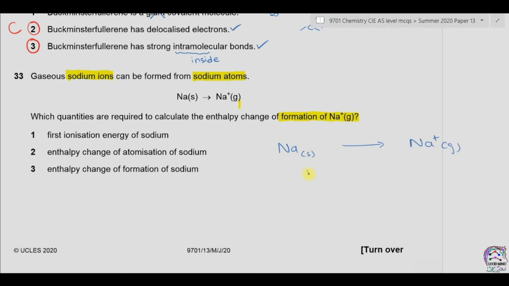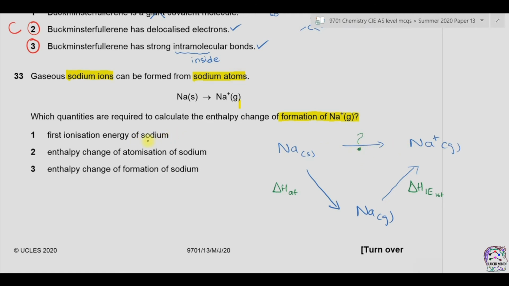Now sodium solid can be first converted into gaseous sodium atom, and then we have first ionization energy and we can convert sodium atom to sodium ion. So in this step from solid to gaseous we have enthalpy of atomization involved, while in this step from sodium gaseous to sodium ion we have first ionization energy involved. So by using Hess's law we can actually find this enthalpy change of formation.